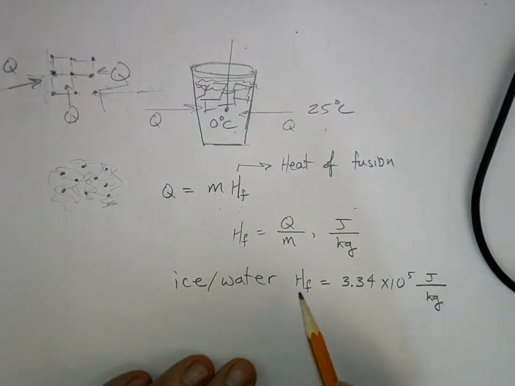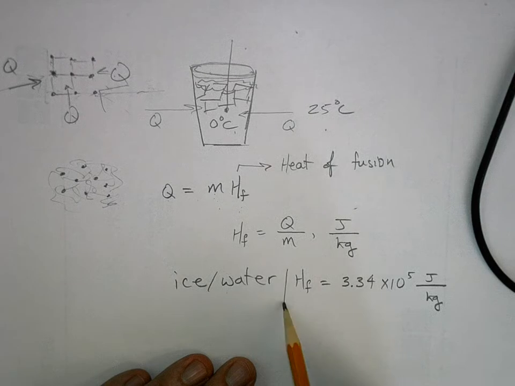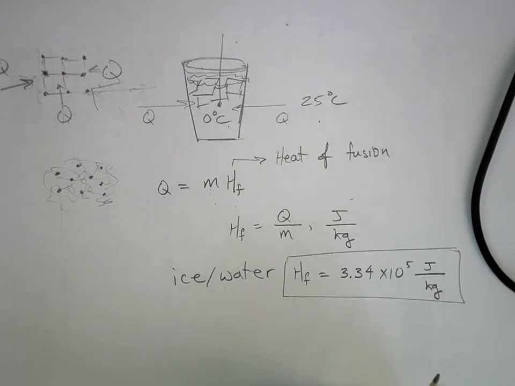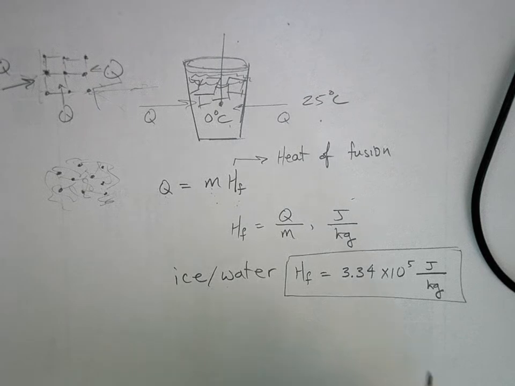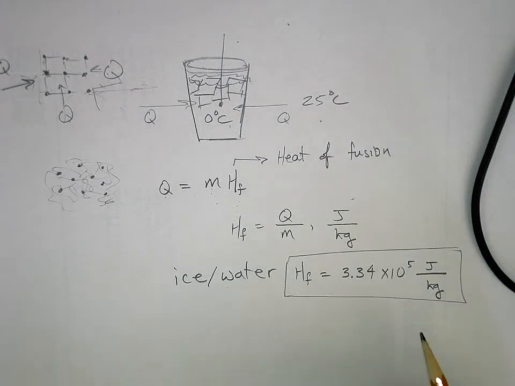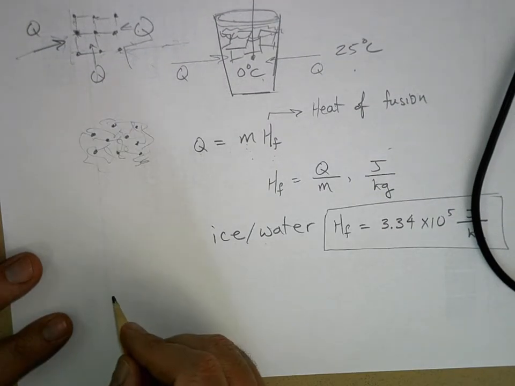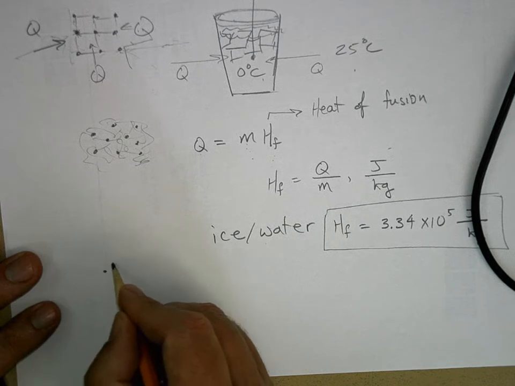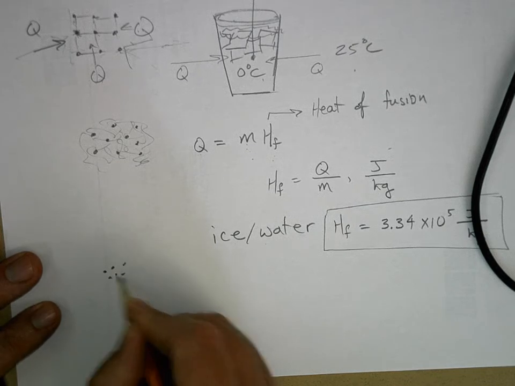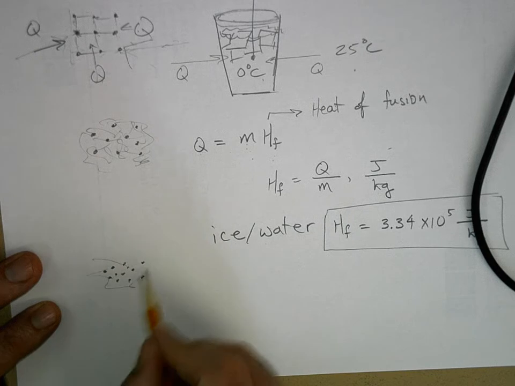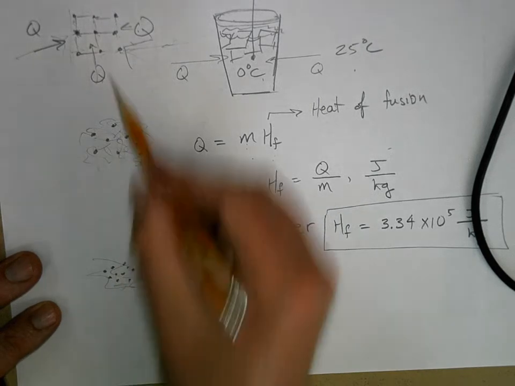So here is the heat of fusion for water. This is the amount of energy it takes to melt a kilogram of ice into water. Now, it also takes energy once you have a liquid. So here are the water molecules. They're still sticking together. They're really close together. In fact, they're closer together when they're a liquid than they are when they're a solid.